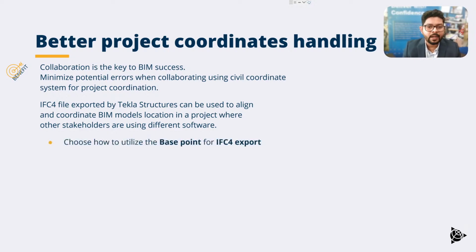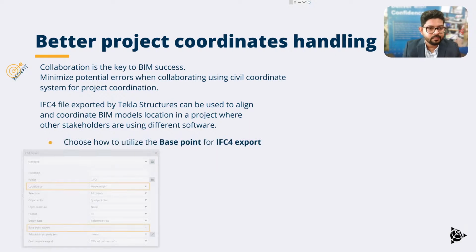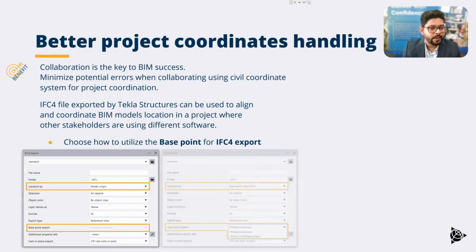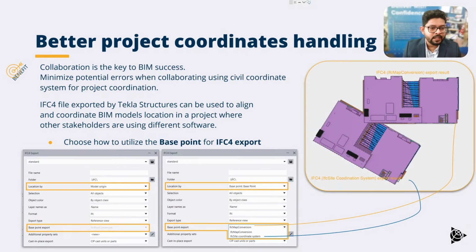Now if you look at the base point settings in IFC4, there is a new dialog that has been added, called base point export, and it has two options. One is IFC map conversion, and the other is IFC site coordinate system. The first one, IFC map conversion, is the setting recommended by the IFC4 schema. However, we noticed that in some IFC viewers this setting is not supported, and when we try to view the IFC model, it shows an offset in its location.